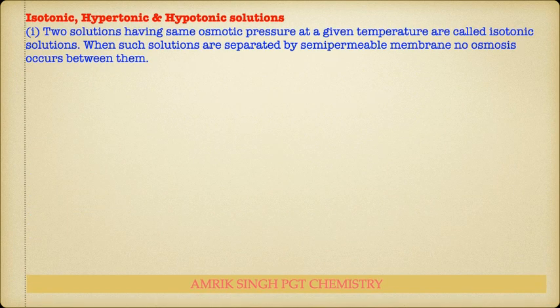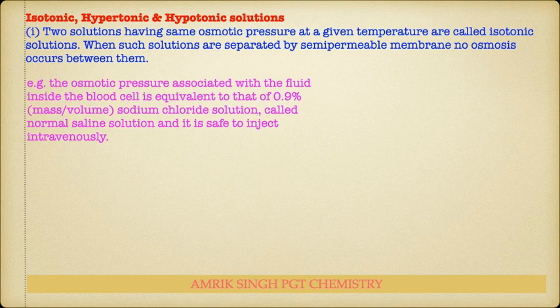Isotonic solutions, hypotonic solutions. Two solutions having the same osmotic pressure at a given temperature are called isotonic solutions. When such solutions are separated by a semi-permeable membrane, no osmosis occurs between them. For example, the osmotic pressure associated with the fluid inside the blood cell is equivalent to that of 0.9% mass by volume sodium chloride solution, called normal saline solution, and it is safe to inject intravenously.